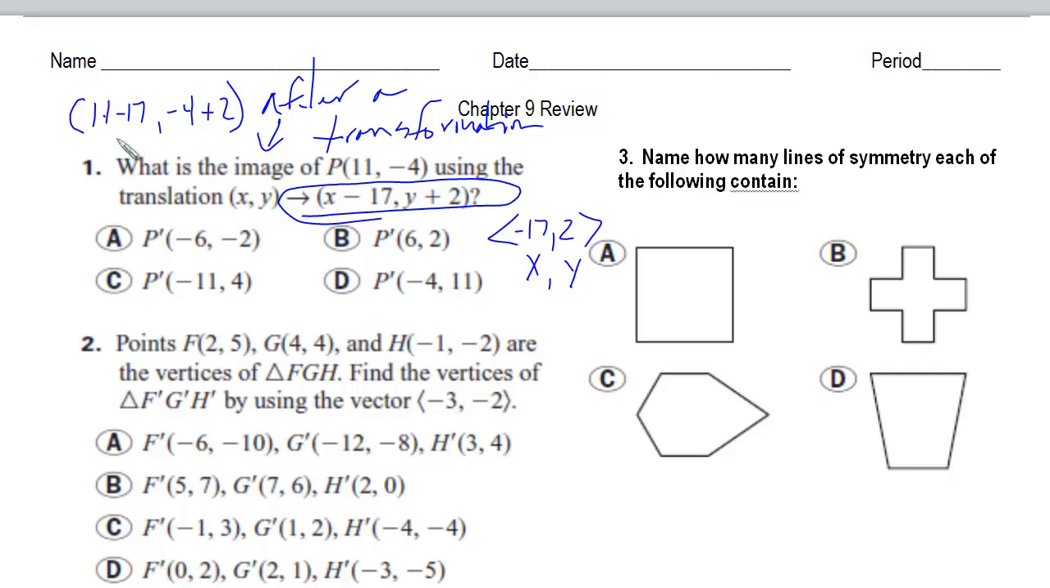So 11 minus 17 is -6. -4 plus 2 is -2. So I should see that P prime, again the prime symbol notates that this is the image, it's been transformed, of -6, -2. So A is the correct choice.